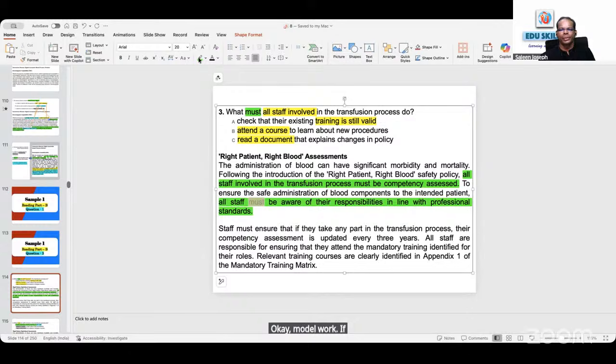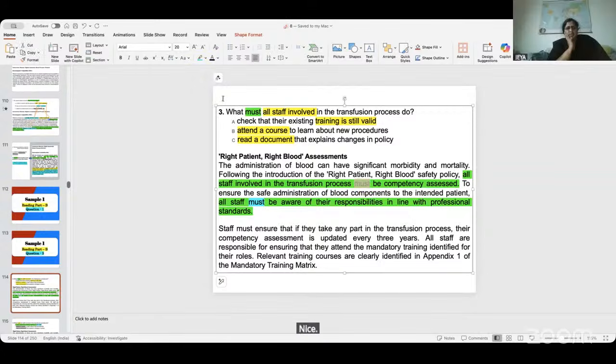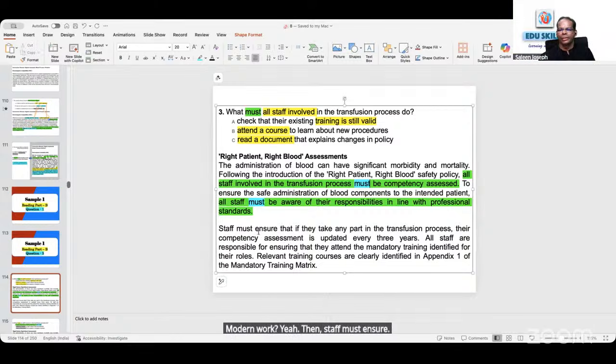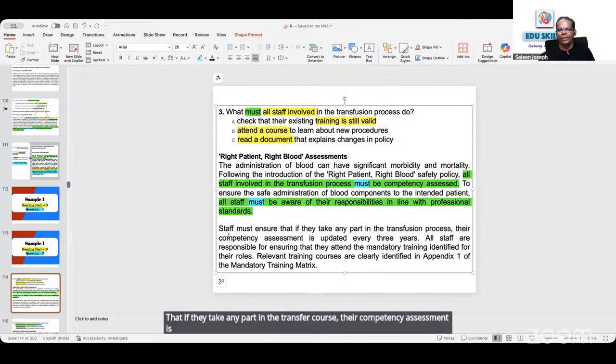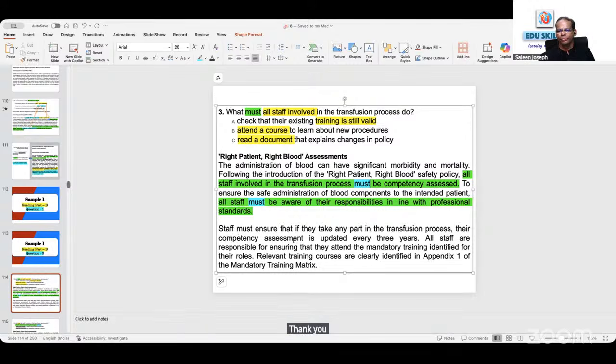If there is a modal verb in the question stem, you have to look for the modal verbs in the text. So, the modal verb here involved in the transformation must be a modal verb. Then staff must ensure that if they take any part in the transfer process, their competency assessment is updated every 3 years. Updated. And staff must ensure.